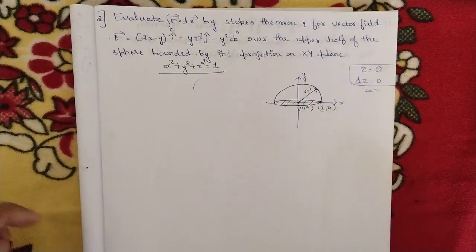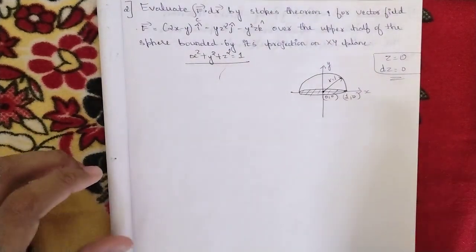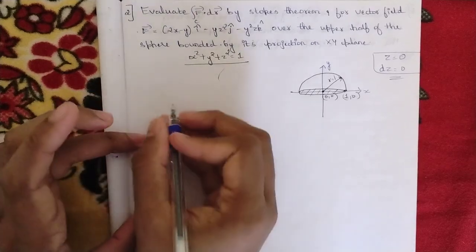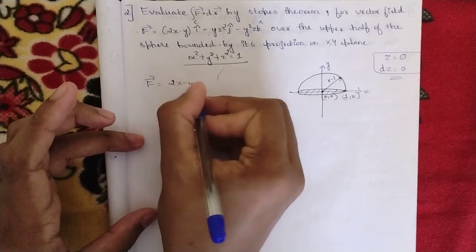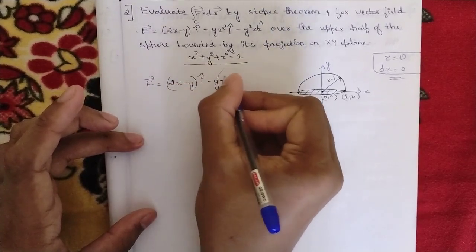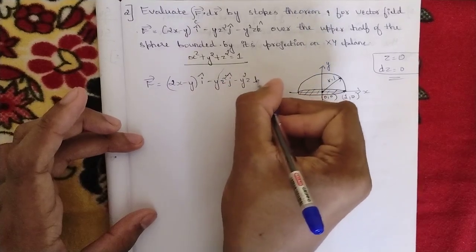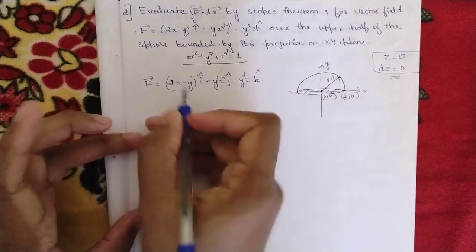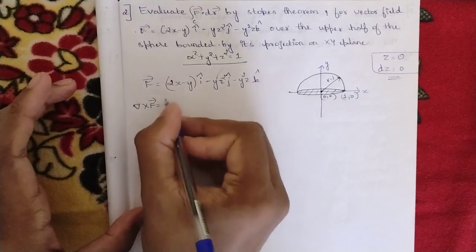Now let us try to find the f dot dr using Stokes theorem. First write the given f vector: (2x minus y) i cap minus y z square j cap minus y square z k cap. Right? Firstly, find the curl of f vector, del cross f.